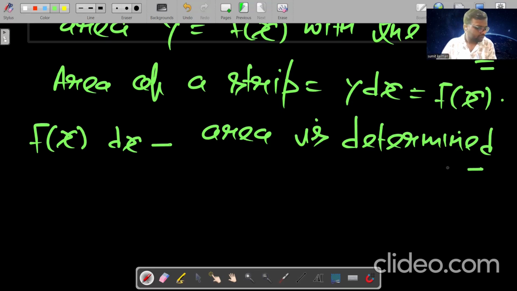Here, students, y dx is equal to f(x) dx. Here y is equal to f(x). So make the required correction.